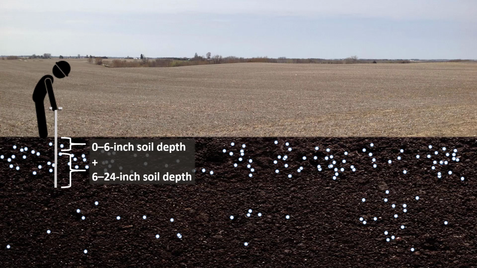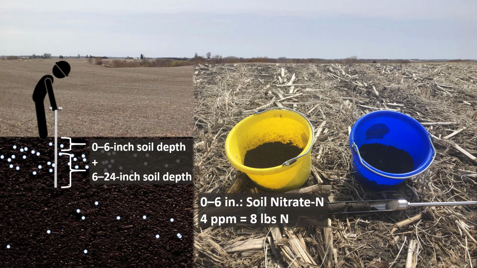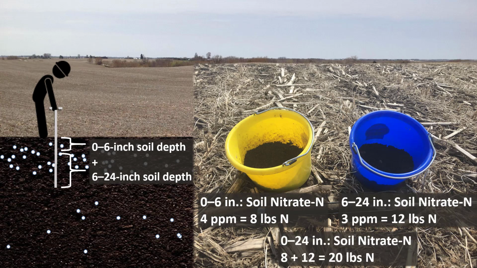Since it can go down 3 or 4 feet and still get nitrogen. So we're going to take those soil samples, separate them out, mix them well together, and send them to the lab to get our analysis that we can see here, and then convert that to pounds of nitrogen per acre and add up that 8 pounds plus 12 pounds. We're going to say in this field we had 20 pounds of nitrogen per acre in that top 2 feet that we're going to use in our equation.